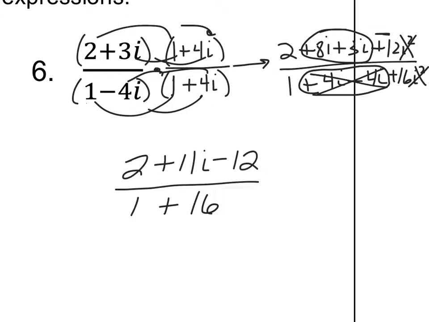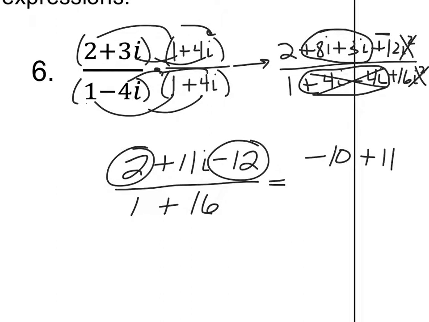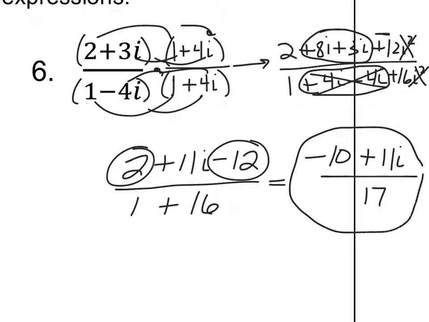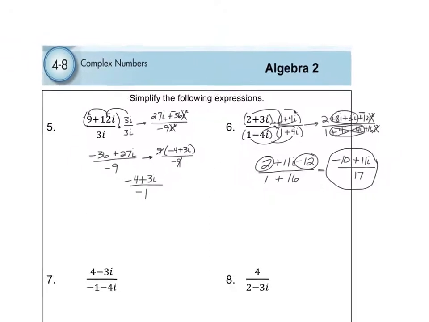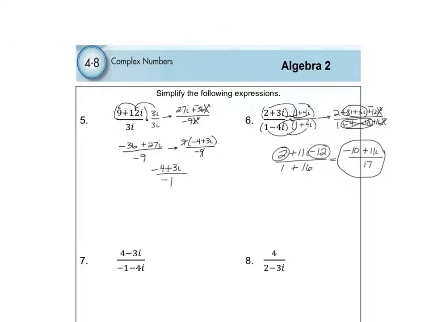It's really important. So on the top, combine my like terms. Got negative 12 and positive 2. That's negative 10. I'm going to add 11i behind it. And we're going to divide that by 17. Notice no i in my answer in the denominator. Okay, that's the key, that there's no i in the denominator. Okay, so I've gone through 2 really good examples. Let's go through one more here.